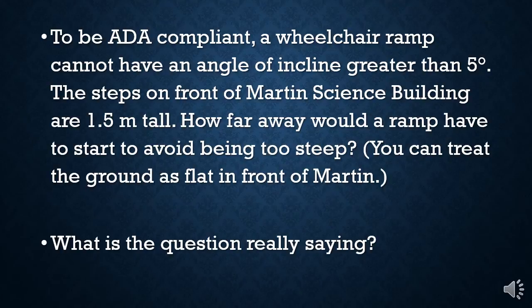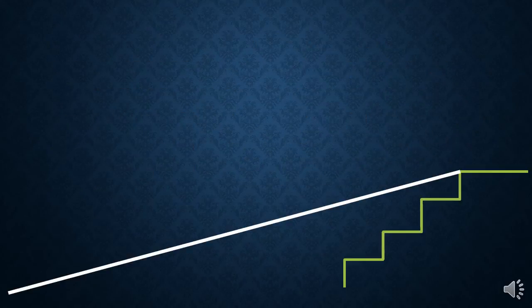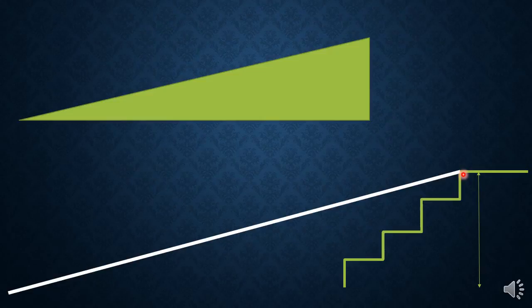So what's the question really saying? We could picture our steps here on the right and a potential ramp shown by this long line at a fairly shallow slope. That ramp is going to go from the ground here at 0 meters up to the top of these steps at 1.5 meters. We can picture that as basically a right triangle with a height of 1.5 meters, and this angle can't be anything greater than 5 degrees.